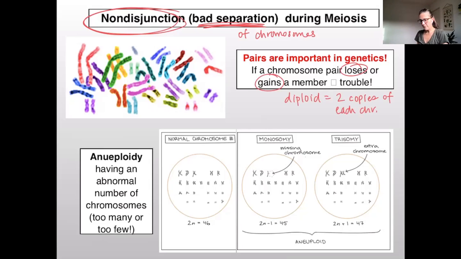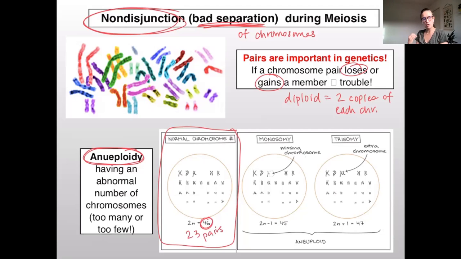However, if you have bad separation of chromosomes, you can end up with what is called aneuploidy. This is having abnormal numbers of chromosomes, either too few or too many, right? So if we look here at our normal situation, we all have the correct numbers of chromosomes. Otherwise, we would probably have some issues. So we have a total of 23 pairs of chromosomes for a total diploid number of 46 chromosomes.